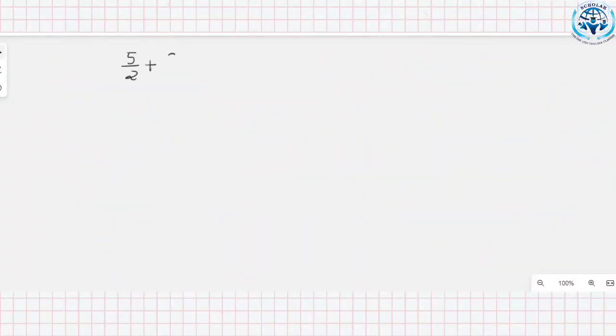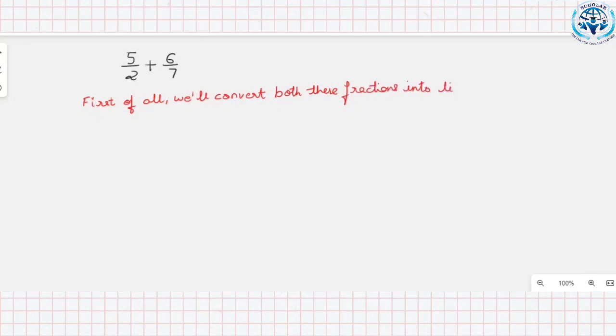Let me give you one example. This is 5 by 2 and 6 by 7. The denominators are 2 and 7. You cannot add them until and unless the denominators are same. That means the fractions must be like fractions. These are unlike fractions because the denominators are different. Now, the LCM of 2 and 7 is 14.